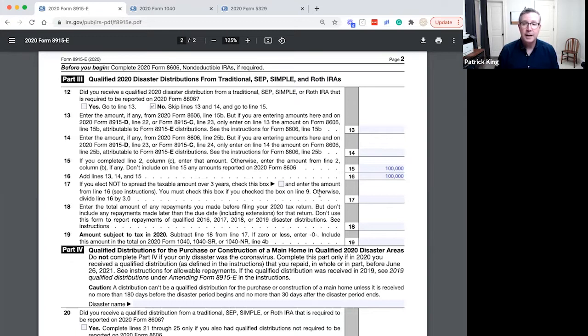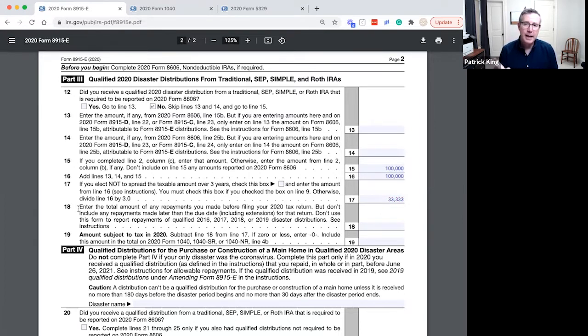If you check the box in line 9, you know, so go back to part 2 if you took something from a 401k. Otherwise, divide line 16 by 3.0, basically, 1/3. So here's where you spread this thing out over 3 years. You divide the total distribution by 3, $33,333. There you go. Divide by 3, and then move on to line 18.